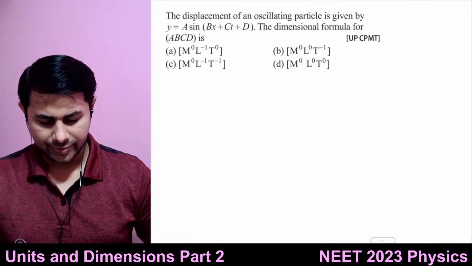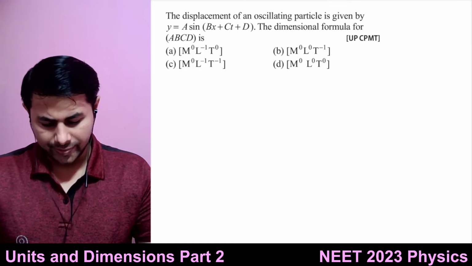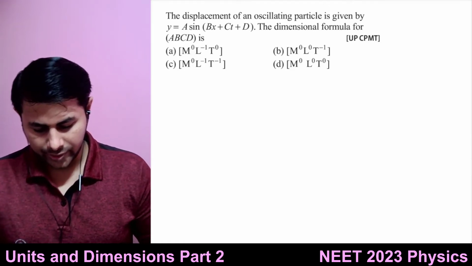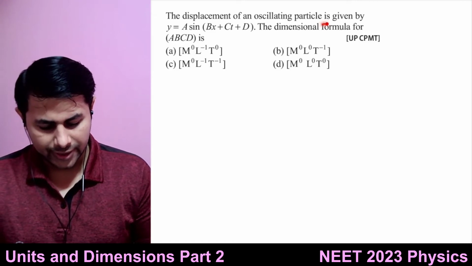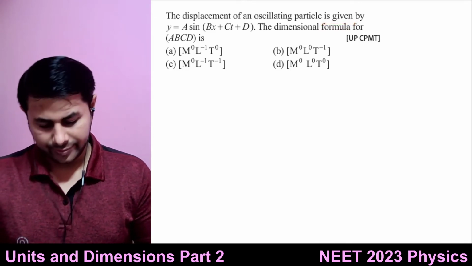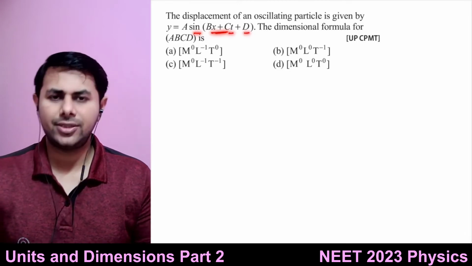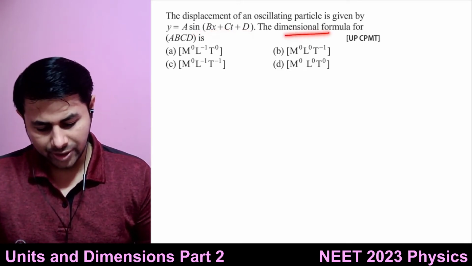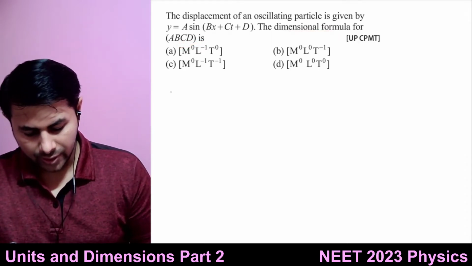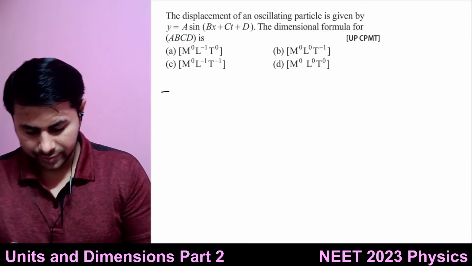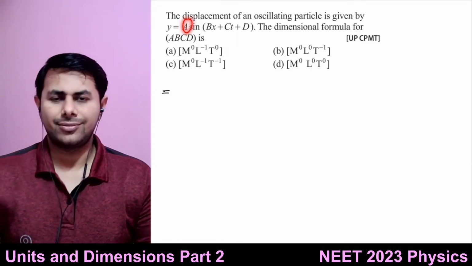All right, so let's see some examples now. So let's see this example. The displacement of an oscillating particle is given by y equals a sine of bx plus ct plus d. Then the dimensional formula for a, b, c, d is. So what are the dimensions of a? Who can tell?